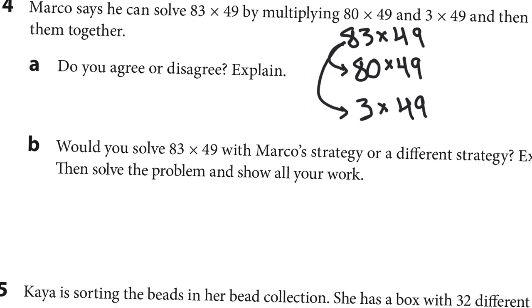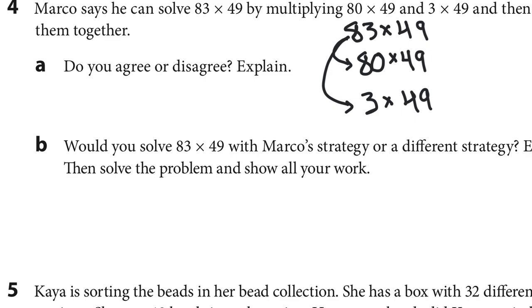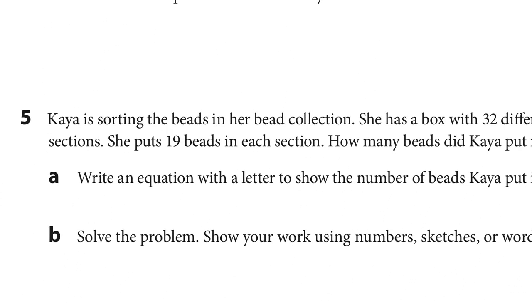And then B says, would you try to solve this with a different strategy? That's completely up to you. If you are not a big fan of grouping to solve, then maybe you could tell us what you would rather do. Do you want to do the standard algorithm for 2 by 2 multiplication? Would you rather turn this into a 50 and then multiply and then subtract 1 later? It's up to you, and I'm going to let you decide.